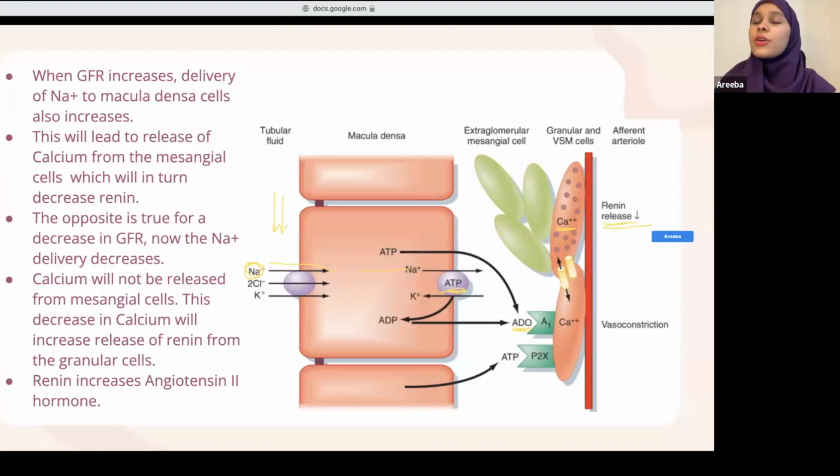Okay, so in the case of the complete opposite, if you have less GFR, you're gonna have less sodium delivery. This pump is not working like it was, and you're gonna have less of these. So you're not gonna stimulate the mesangial cells, and you're not gonna release calcium. So if you're not releasing calcium, you end up increasing the renin release. Okay, renin releases angiotensin, and we're gonna see the effects of angiotensin as well.